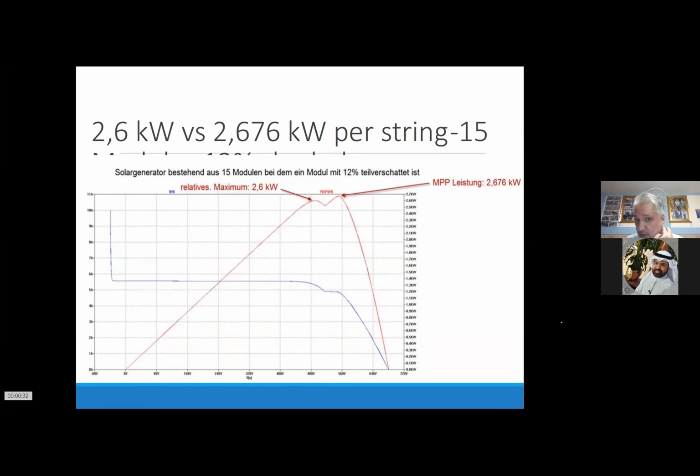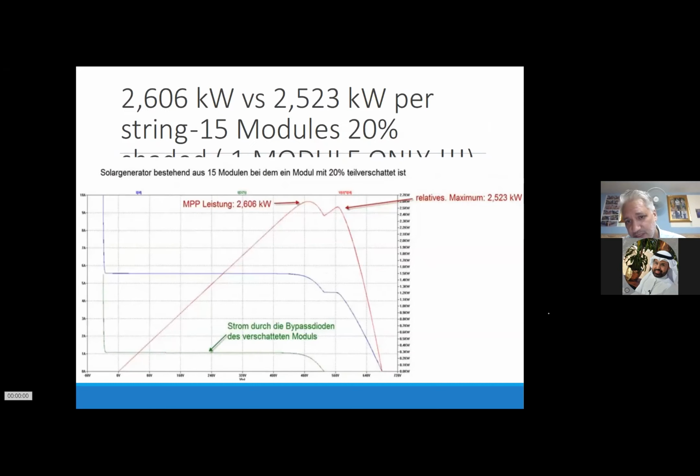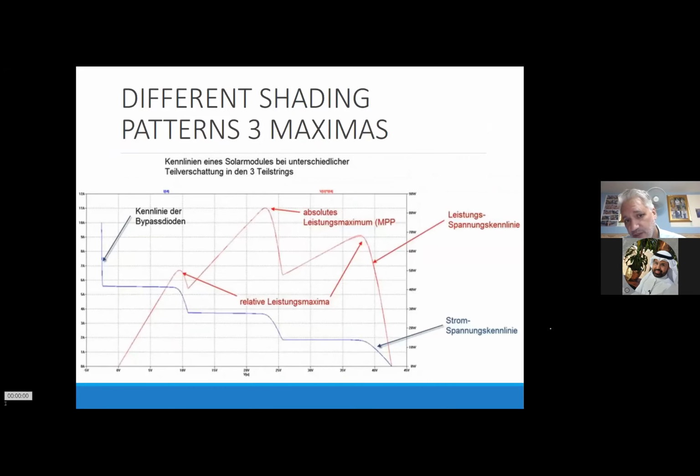So when one module is 12% shaded, you could lose a small kink. When it's 20% shaded, it's more and more and more. So when you use this as a string-based module, you lose 100, 200 watts very easily. And only one module of these 15 modules, like I said, was shaded at that time.